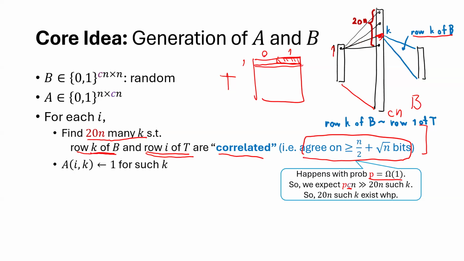So that basically I know that there are much more than something like PCN many neighbors, PCN many K, such that the rows here are correlated, and I could put an edge. So this is more than 20n, so I can just choose 20n among these good guys to connect to.